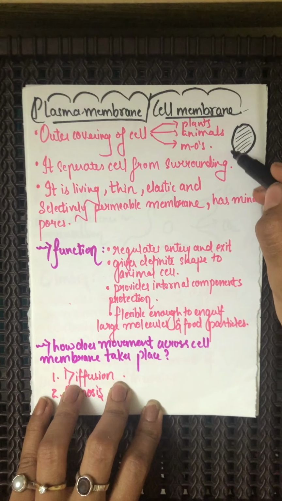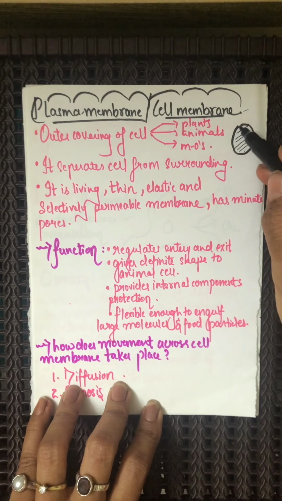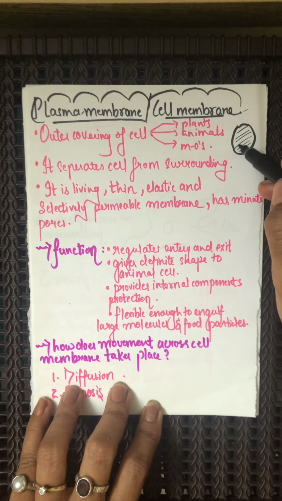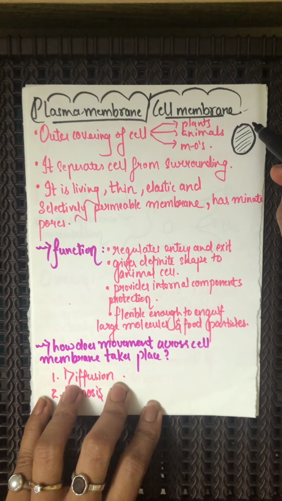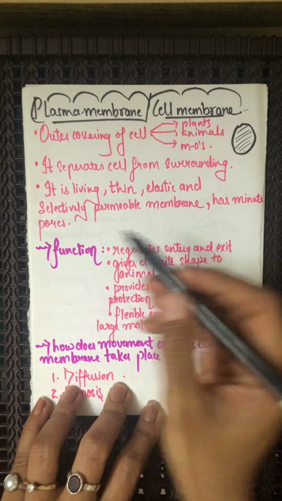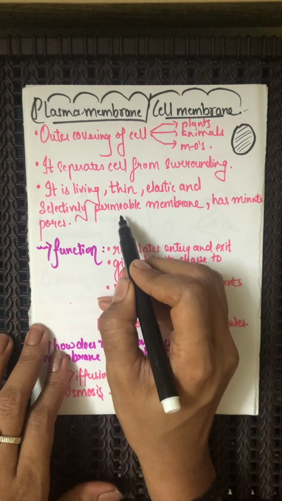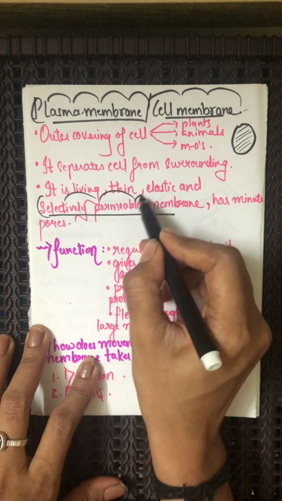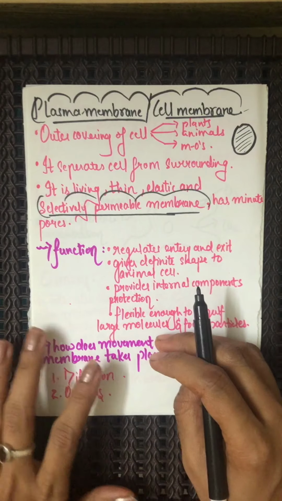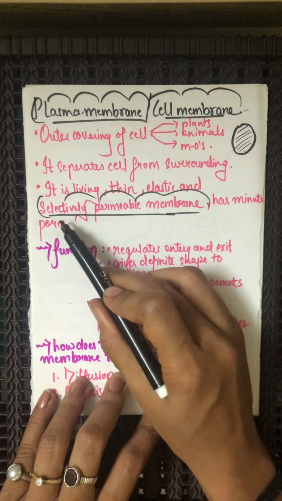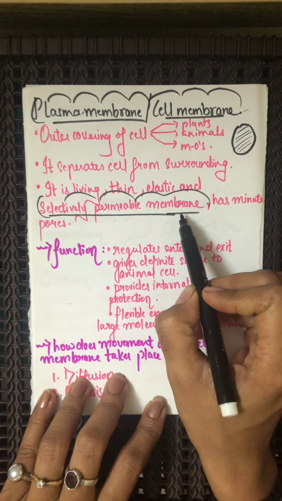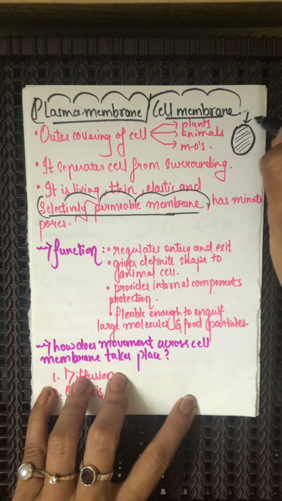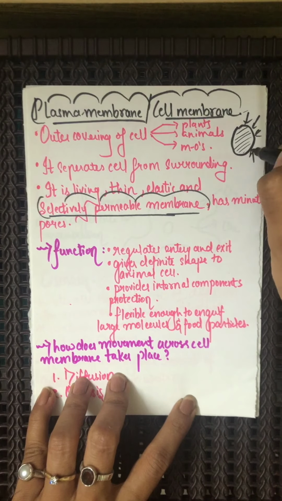Now, talking about this cell membrane or the plasma membrane, it is living. It is very thin, it is elastic, it is flexible enough, and it is a selectively permeable membrane. A very important thing to understand, it is a selectively permeable membrane. So exactly like our home door, that is selectively permeable. It doesn't allow each and everything to get inside the cell.